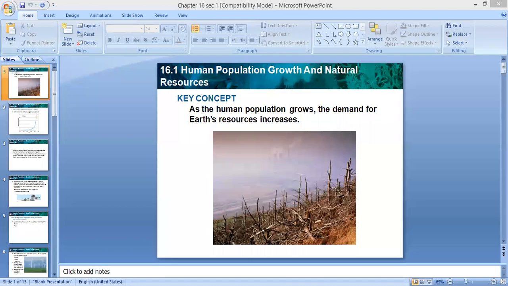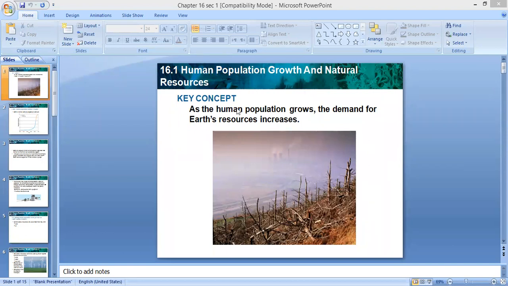Okay, today we are going to start a new lesson, which is section 2 in chapter 16. But before we start, we have to review the previous lesson and answer the questions of the formative assessment. Okay? Our lesson was about the human population growth and natural resources.